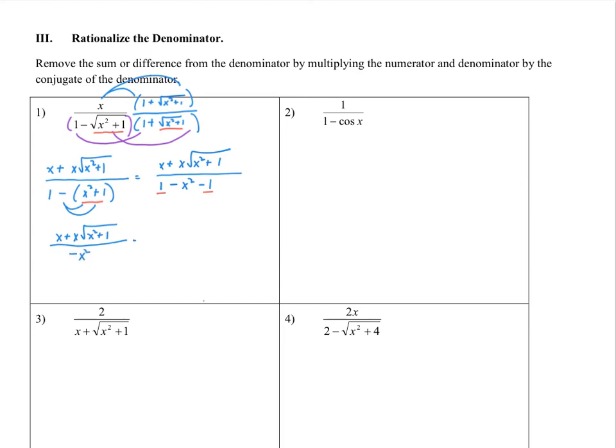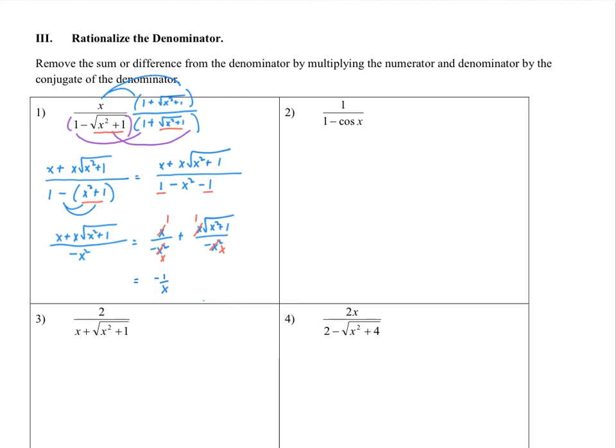To simplify this fraction, it might be helpful to break the fraction apart. We have x divided by negative x squared plus x times radical x squared plus 1 divided by negative x squared. So now we're seeing some cancellation. x goes into x squared x times. Same thing over here, x goes into x squared x times. So therefore, positive 1 divided by negative x is negative 1 over x.